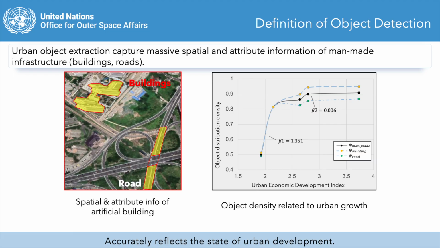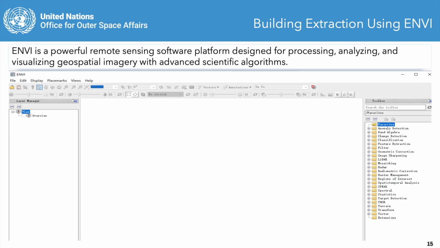In urban areas, buildings and roads contain rich spatial and attribute information. Their density, size, shape, and distribution can reflect the level of urban development. Therefore, object extraction is not only a technical task, but also an important tool for urban planning, infrastructure management, socioeconomic analysis, and disaster assessment. This slide introduces building extraction using ENVI.